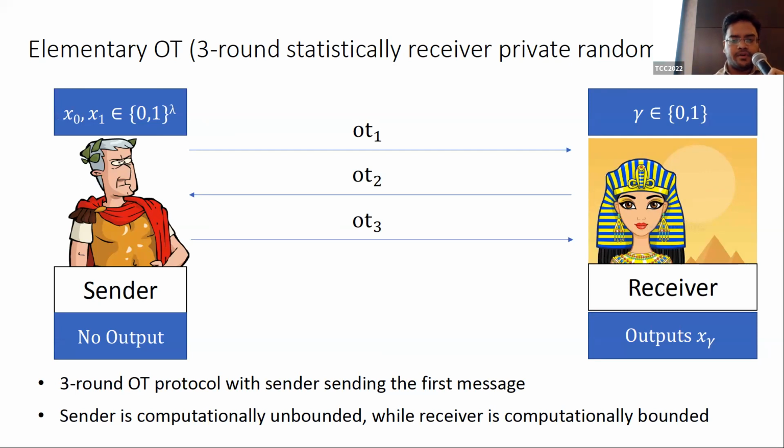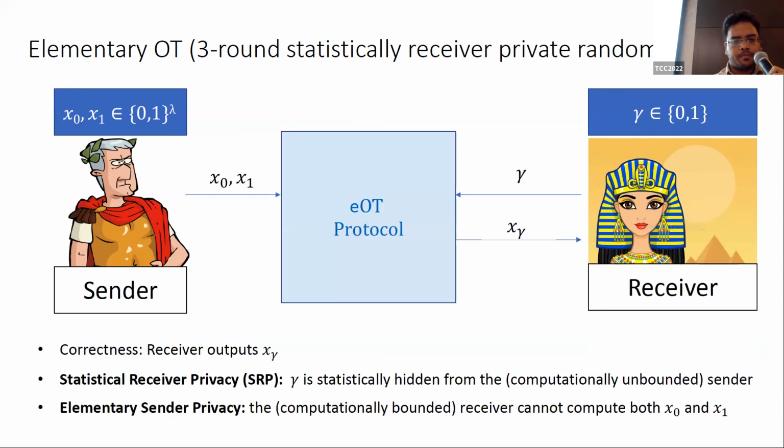while the receiver is computationally bounded. So it's like the role has switched. And now the properties that we need from this EOT protocol is that the receiver outputs X gamma, and we need statistical receiver privacy. That is, gamma is statistically hidden from a computationally unbounded sender. And we need this elementary sender privacy, which is the computationally bounded receiver cannot compute both X0 and X1. So this is the elementary sender privacy property.